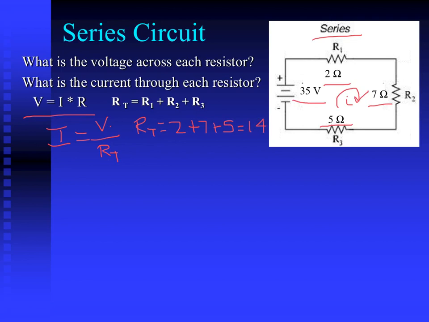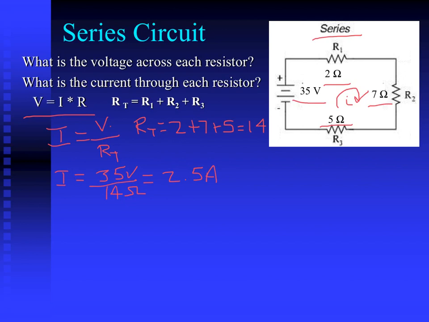So now we can calculate the total current in the circuit. The total current is going to be 35 volts divided by 14 ohms. If you figure that out, you'll see that it is 2.5 amps. So the current through each resistor is 2.5 amps. Only one current goes through all three resistors.